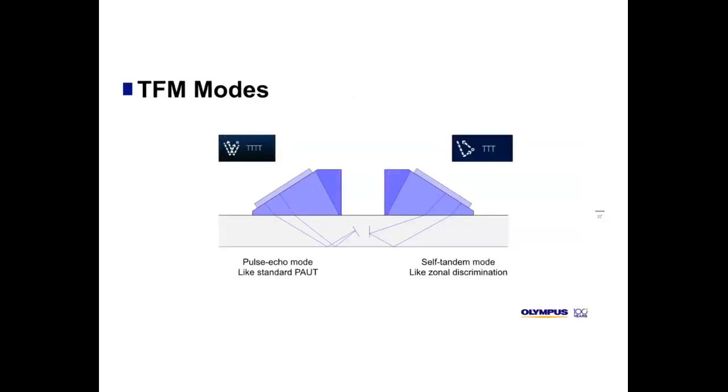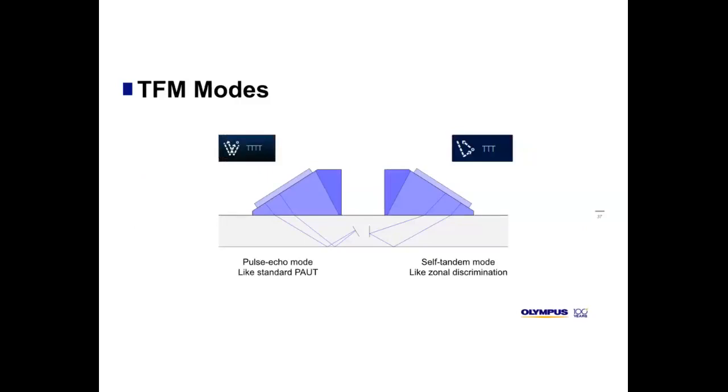Actually, this slide is just to simplify the difference between pulse echo and self-tandem. Persons who are used to AUT and zonal discrimination technique know that for a G bevel, for example, it's not possible to use pulse echo technique. So we use a pitch and catch or self-tandem mode.